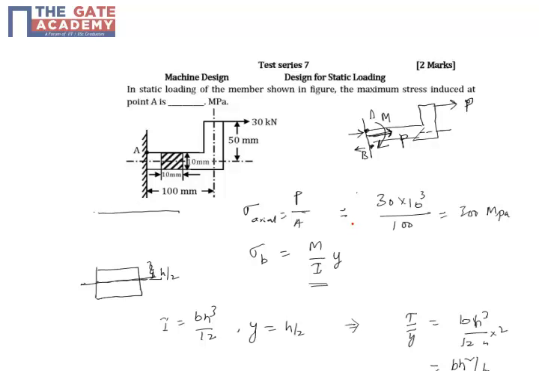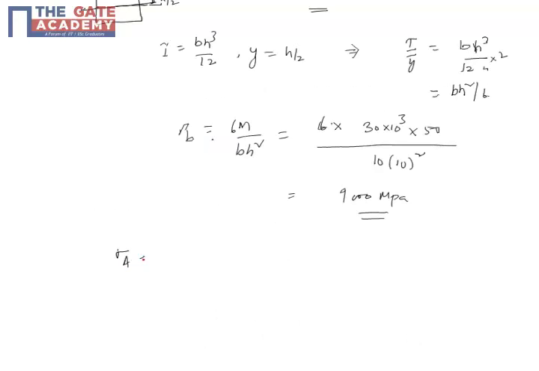Due to bending, the tensile stress at A, and the axial stress is again tensile. So both at A will have an additive effect. Because both are tensile in nature, the bending stress is tensile and the axial stress is tensile. So 300 plus 9000, so 9300 MPa is the total stress that is acting at A.